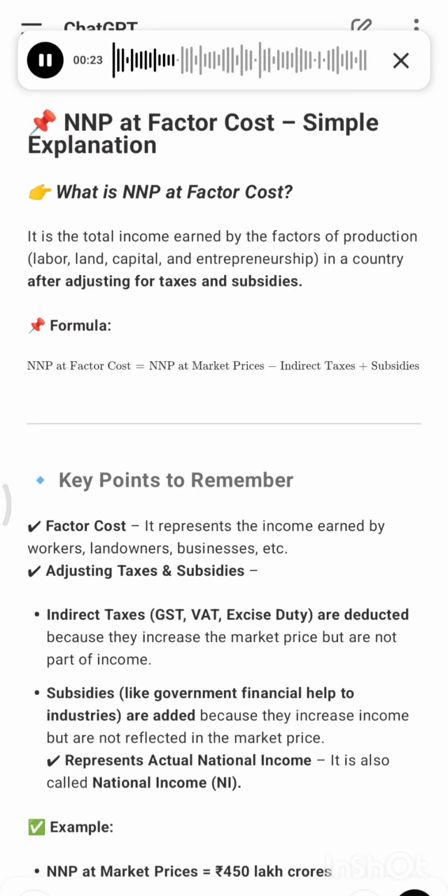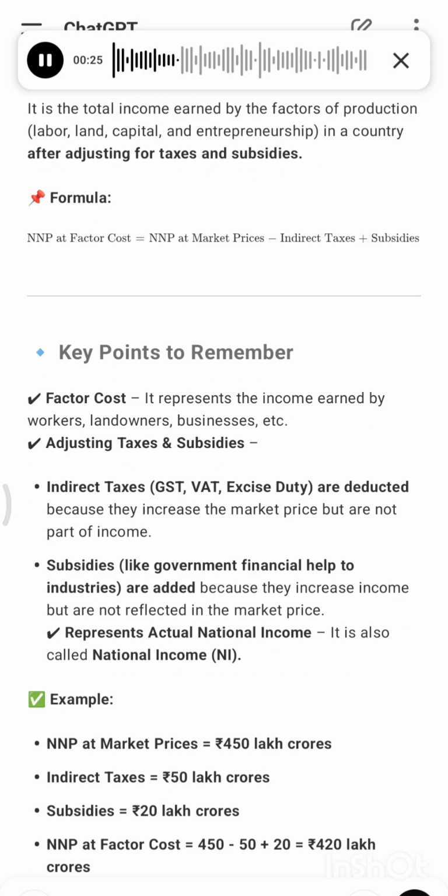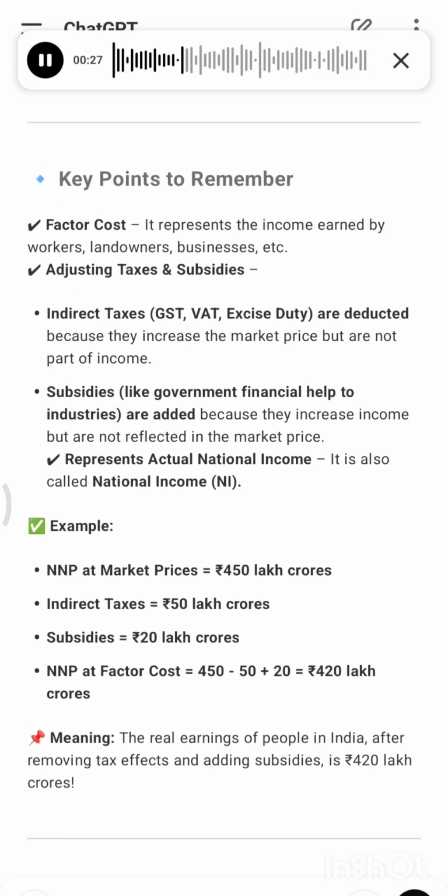Key points to remember. Factor cost: it represents the income earned by workers, landowners, businesses, etc. Adjusting taxes and subsidies: indirect taxes, GST, VAT, excise duty, are deducted because they increase the market price but are not part of income. Subsidies, like government financial help to industries, are added because they increase income but are not reflected in the market price.